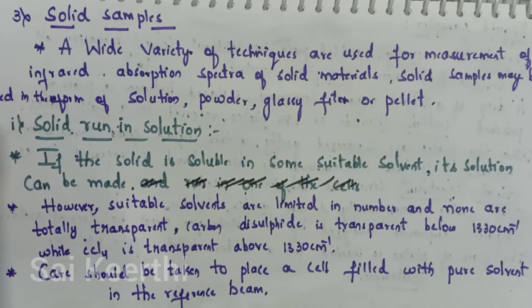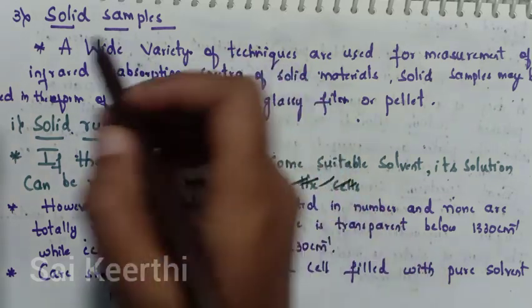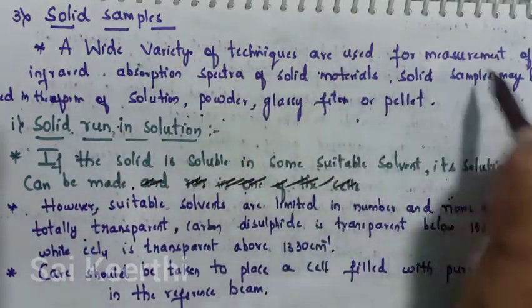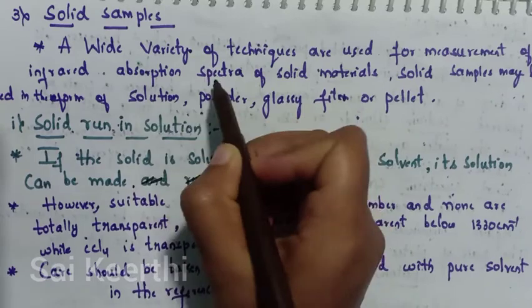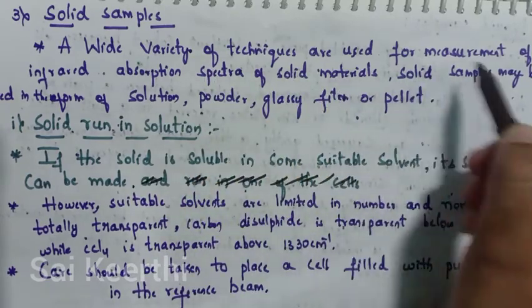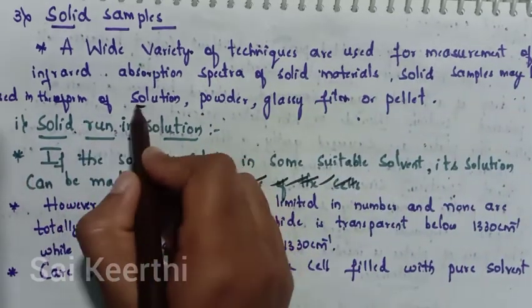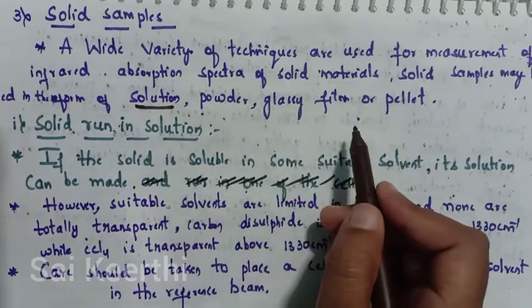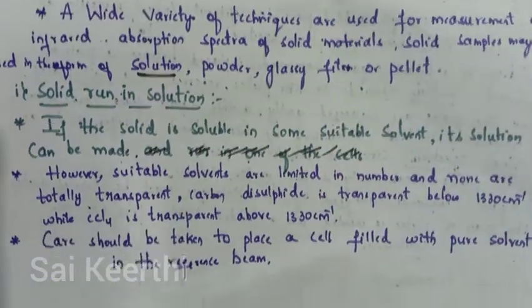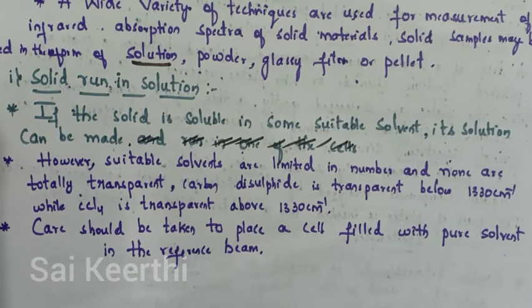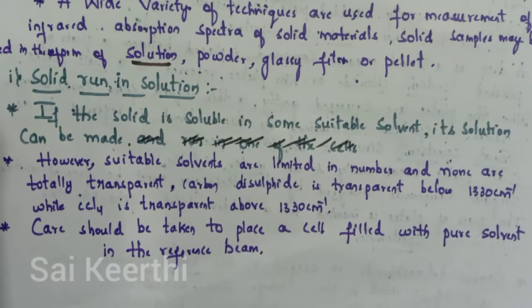Coming to the solid sampling technique. Here, a wide variety of techniques are used for measurement of infrared absorption spectra of solid materials, and solid samples may be used in the form of solution, powder, glassy film or pellet. There are 4 types of solid sampling technique. First one is solids run in solution, second one is solid films, third one is mull technique, and fourth one is pressed pellet technique.